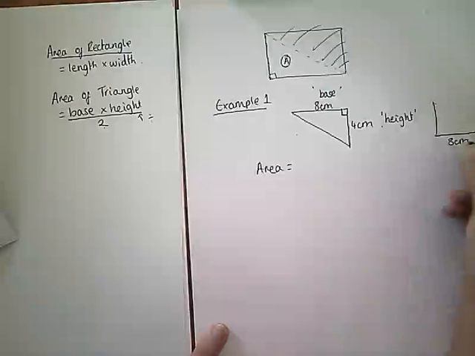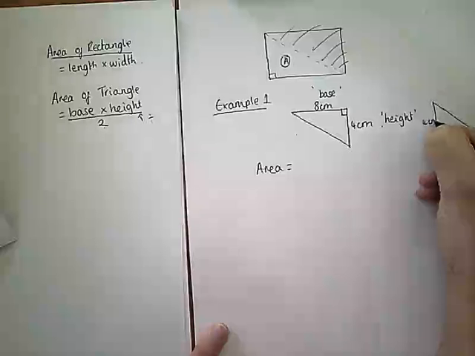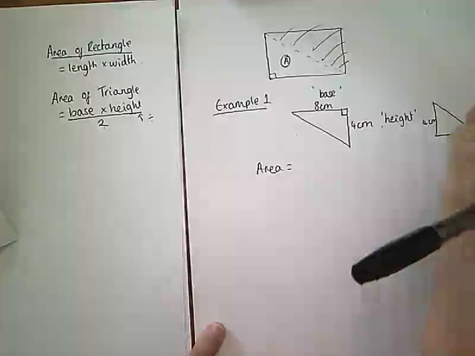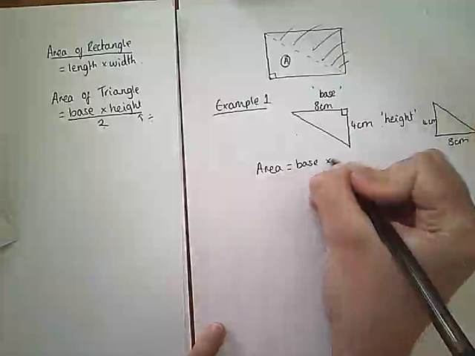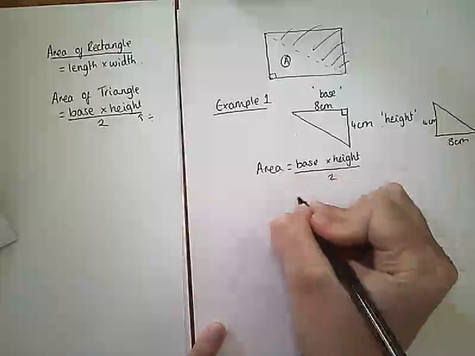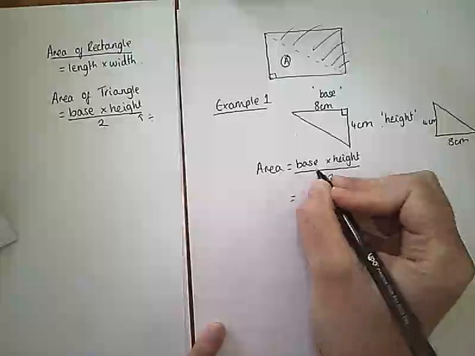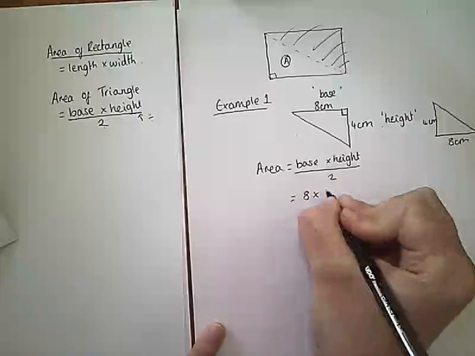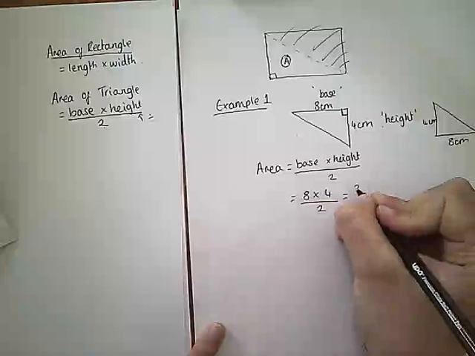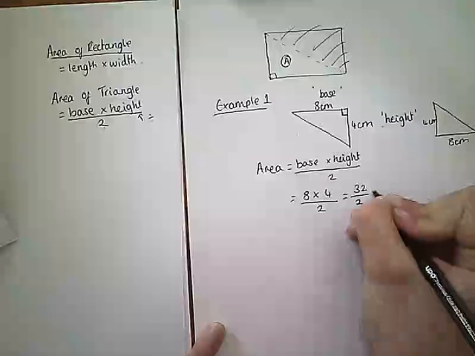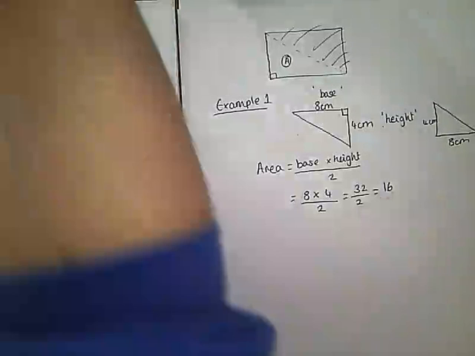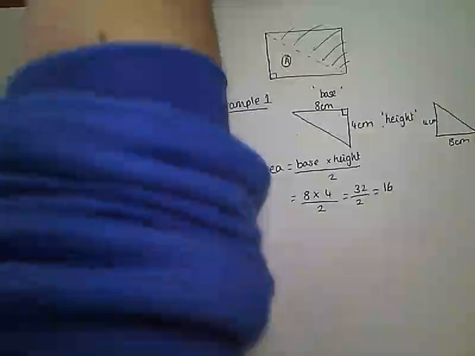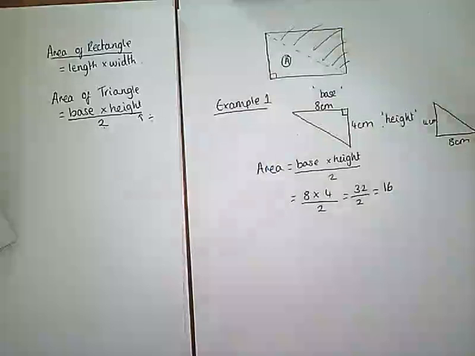So we're doing the base. You don't have to write this out every time, I'm just writing it to show you, divided by 2. Base times height divided by 2. So the base is 8 times by 4 divided by 2. 8 times 4 is 32. 32 divided by 2 is 16. Now, again, because it's area, I don't know what's happened to my computer screen there. Hope you can all see it still. Because it is area, it is going to be measured in centimetres squared. So the answer is 16 centimetres squared.